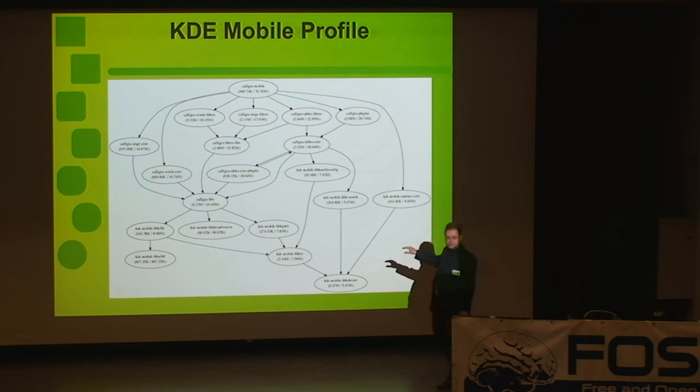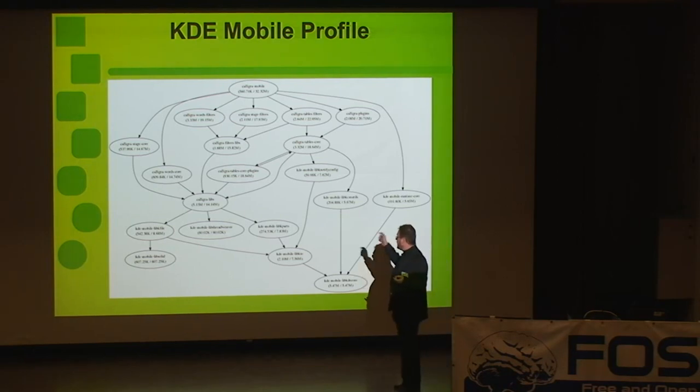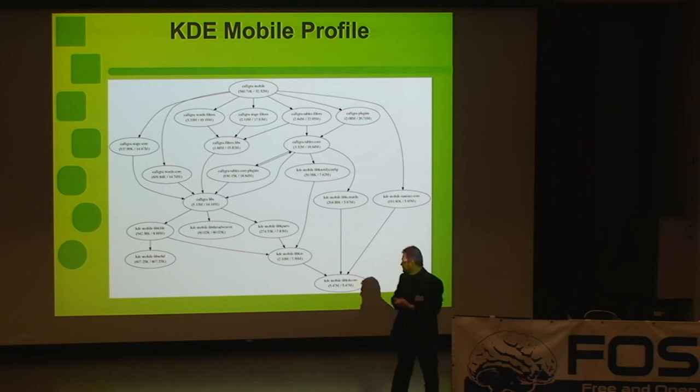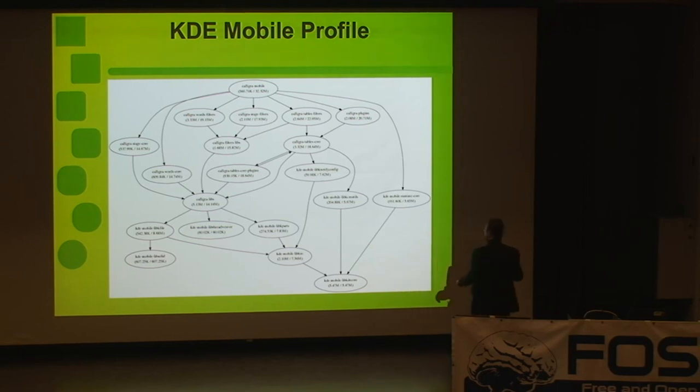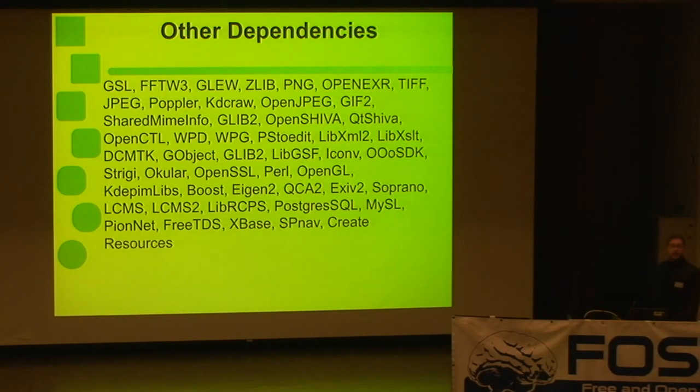KDE Core, KIO for I/O, which is network independent, K-parts for embedding, because still every Calligra application is a K-part. If you use a document in Calligra, an Office document, then you have a K-part. And some other stuff like Solid for hardware recognition, KCM utils for settings, notifications, mainly for the spreadsheet module. And then there's a host of other dependencies. Most of them optional, fortunately.